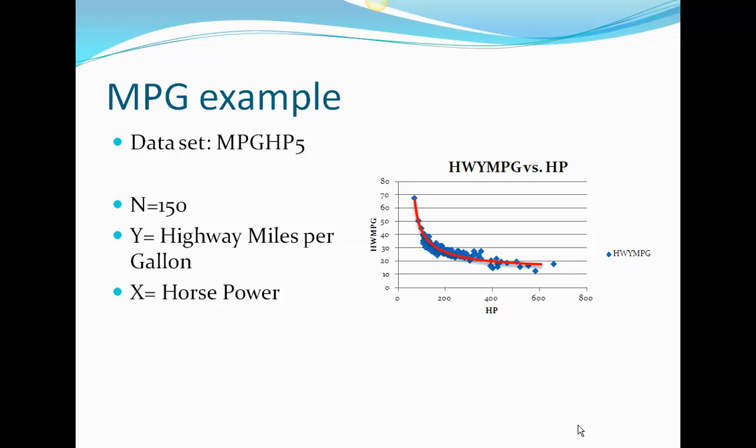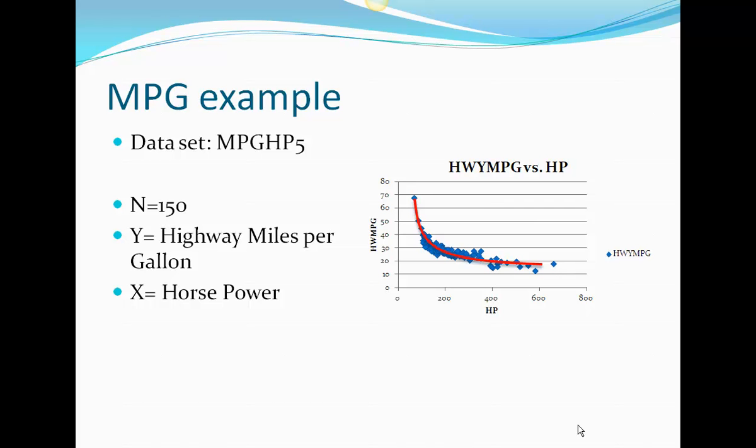So the example we're going to do is looking at miles per gallon. We have 150 cars, their highway miles per gallon, and their horsepower. And we can graph out this relationship, and we see that as horsepower increases, highway miles per gallon decreases, but at a decreasing rate, such that the rate of decrease is slower for the more powerful cars. So decreasing at a decreasing rate, because the rate of decrease in highway miles per gallon is slower for the cars that actually have more horsepower.